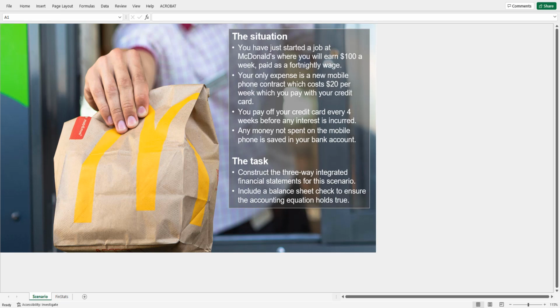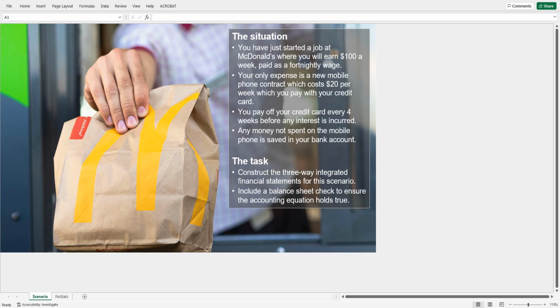So that's the situation. It's pretty straightforward, and that's because this is our first time thinking about these concepts. So whilst doing this for real for an actual company would involve many more assumptions, we're just going to keep things simple for now, so that we can get our head around the basic ideas of what's going on.